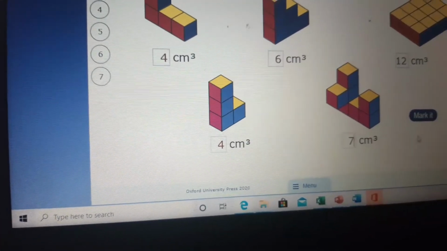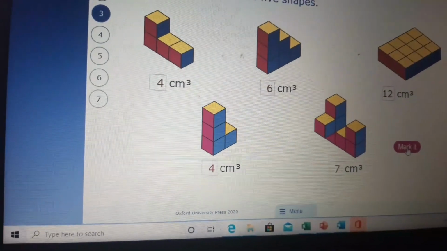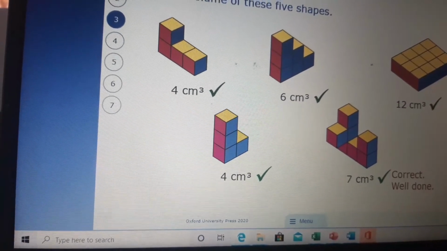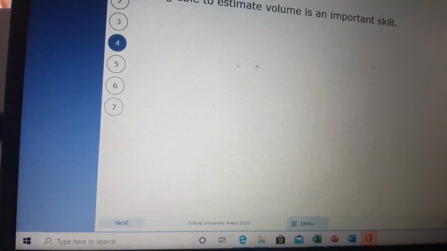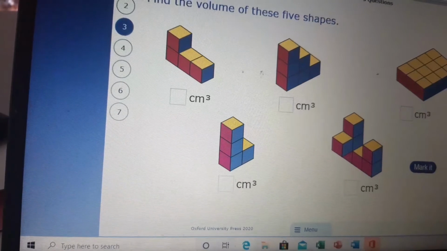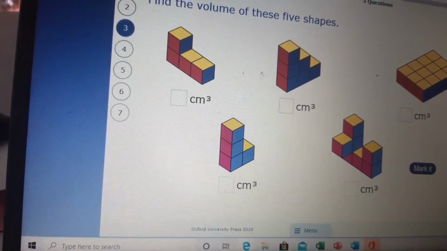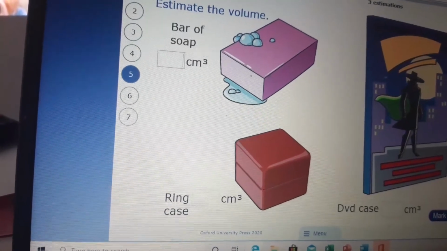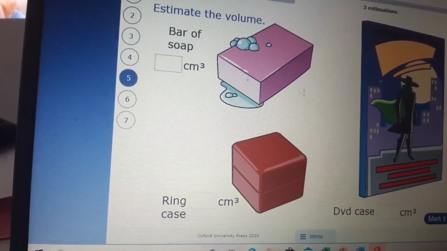So mark those and see how we got on. And have a little look and see if they've changed them. No, they just look exactly the same. So if we go to number 5, sometimes you have to estimate.